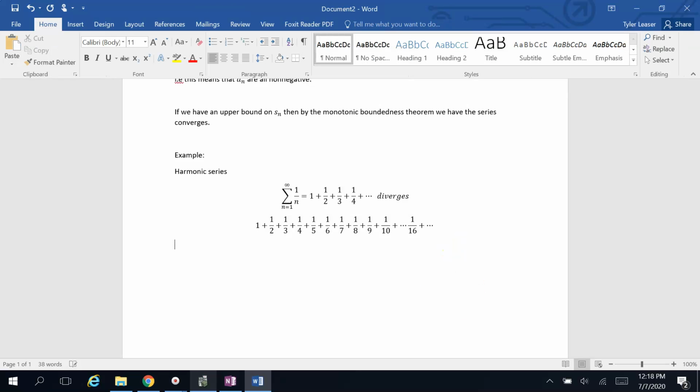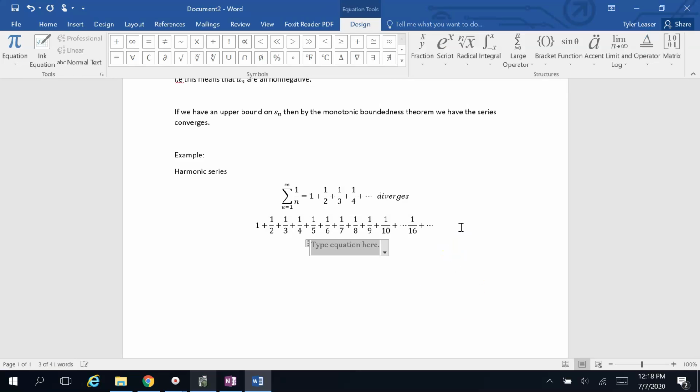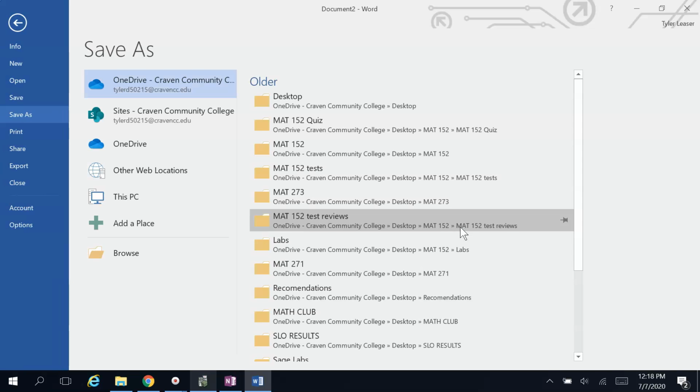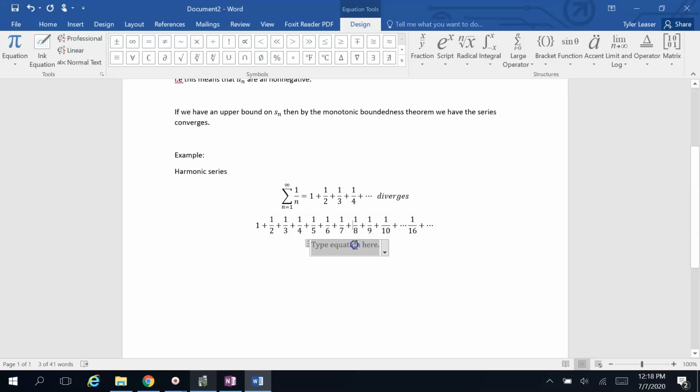Okay, what we're going to do is group some of these terms together. The 1 I'm going to leave on its own, I'll put parentheses around it. The 1/2 I'm going to leave alone. The 1/3 and the 1/4 I'm going to combine together. The 1/5 all the way up to the 1/8 I'm going to combine together. And then the 1/9 all the way up to the 1/16 I'm going to combine together. And then we'll just do the dot dot dot after this.